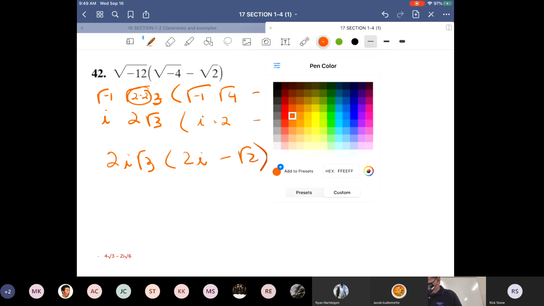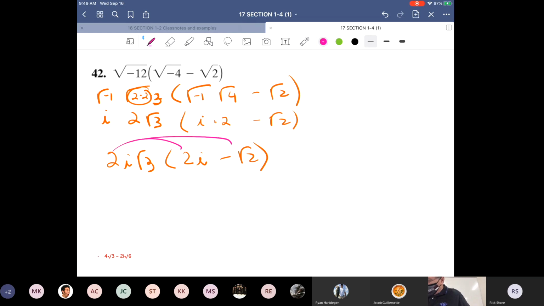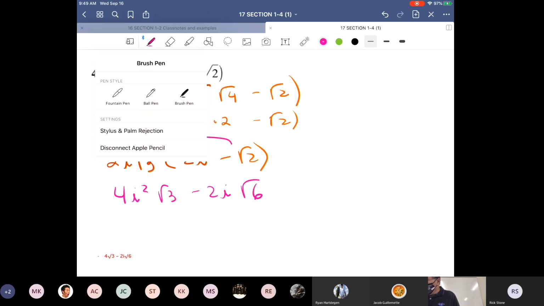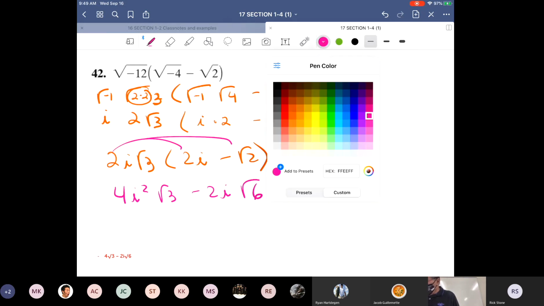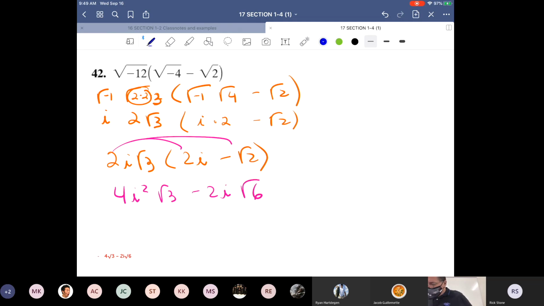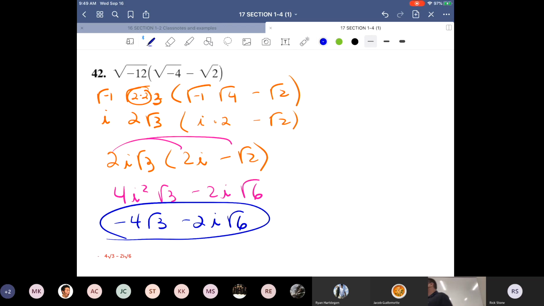Distribute, all right? So if I distribute, I'm going to multiply those two things. That's going to get me 4i squared square root of 3 and negative 2i square root of 6. Can I simplify anything else? Good. I can simplify the i squareds, and that's going to get me negative 4 square roots of 3 minus 2i square root of 6. Can't simplify anything else, so now I'm done.